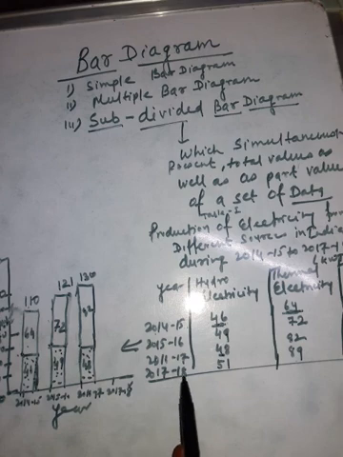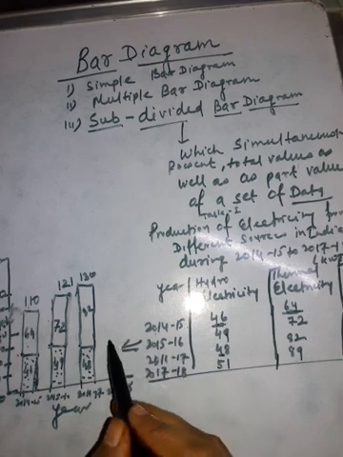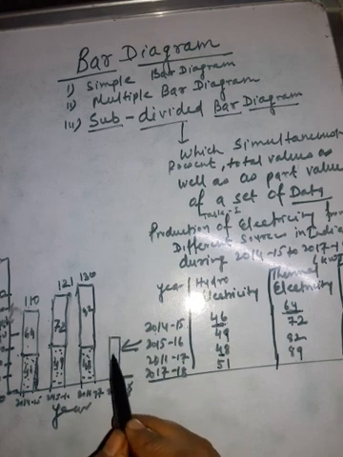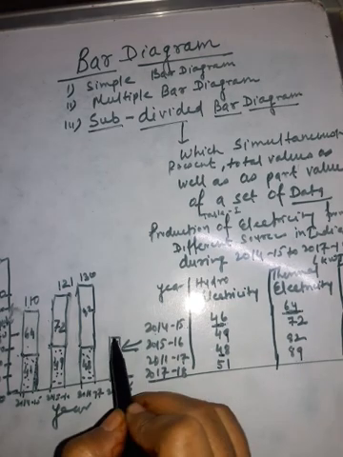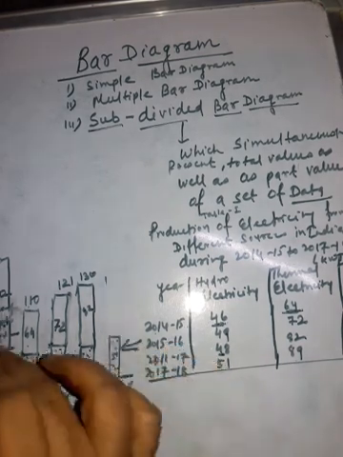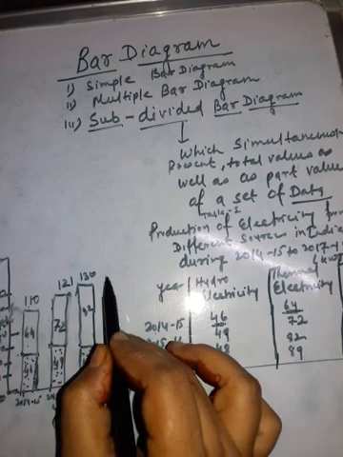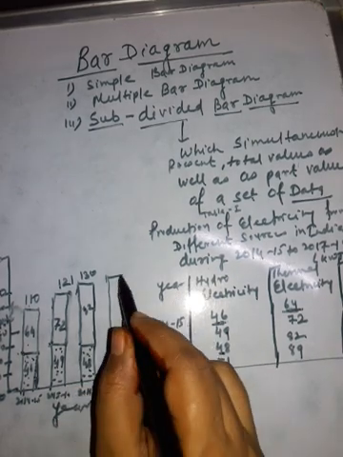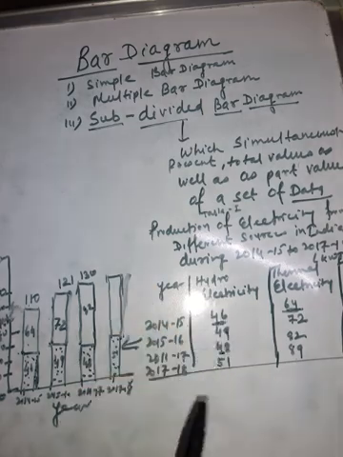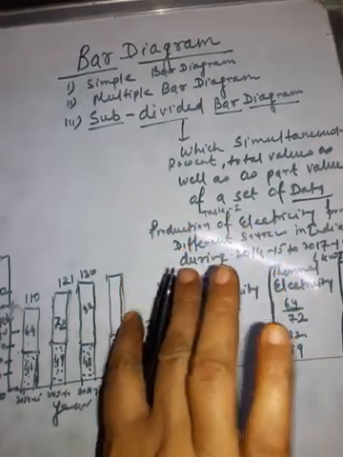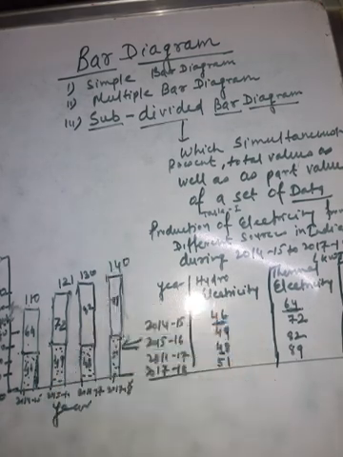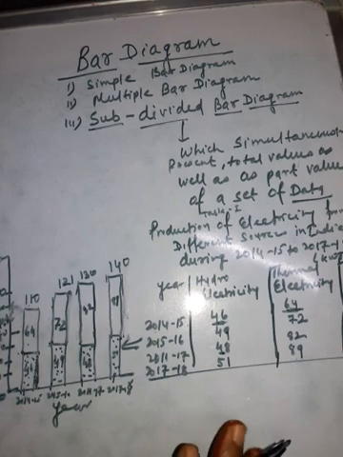Next one is 2017-18. Here will be 51, almost, and 89. That leads to 140. Here is 40, then almost 140. The length should be equal. So that is 89, and it will lead to 140. This is a subdivided bar diagram. This way you will form a subdivided bar diagram.